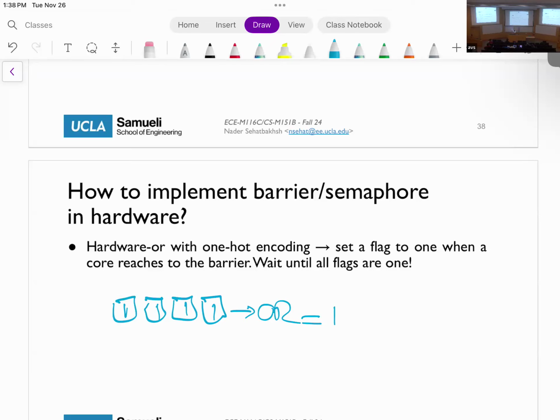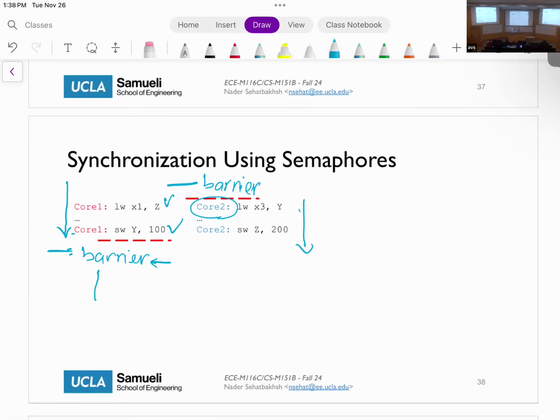This is an OR, right? So once all of them become 1, then this will move forward, right? And this again guarantees that when all of them reach the barrier, then they can move forward. So think about this: we stall a processor once it reaches that point. Once the outcome becomes 1, then you unstall the processor and let it continue. Okay, this is how you would implement this in hardware. All right.